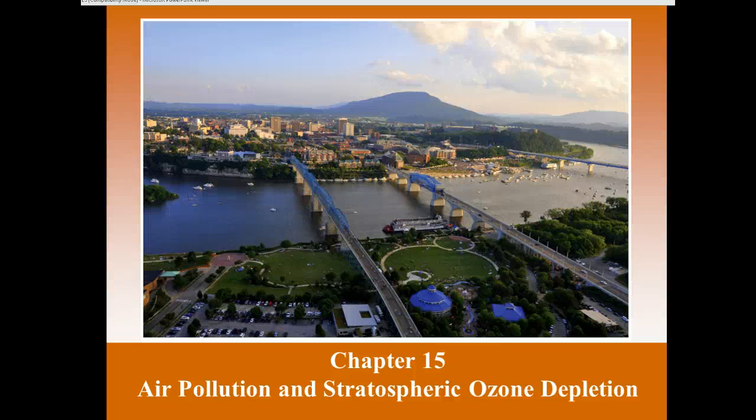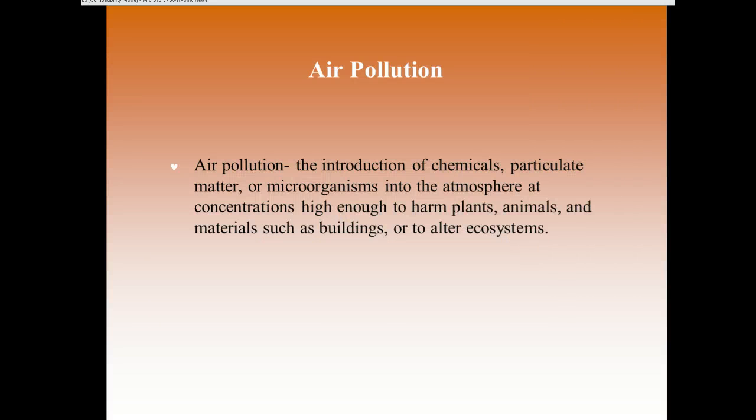Remember, the AP test is 30% about pollution, so we want to really focus on these chapters. Air pollution is defined as the introduction of chemicals or anything into the atmosphere that's going to harm animals, plants, or buildings. It can destroy buildings, like acid rain can, or it can alter an ecosystem. So that's the definition of an air pollutant.